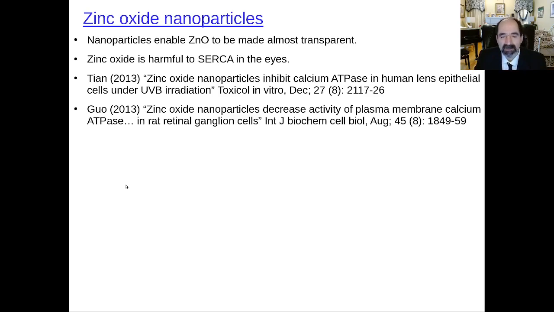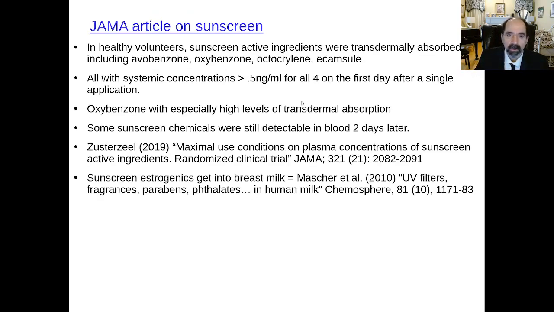But the problem is the zinc oxide, if it gets into the eyes, the nanoparticles get absorbed and they affect the eyes. They can be harmful to the eyes, is what it's thought based on research in vitro. So here's one reference: zinc oxide nanoparticles inhibit calcium ATPase in human lens epithelial cells. All right, so not good. And the relevance of all this information is it's going to help you be able to intelligently choose what sunscreen to use for yourself or for your kids.